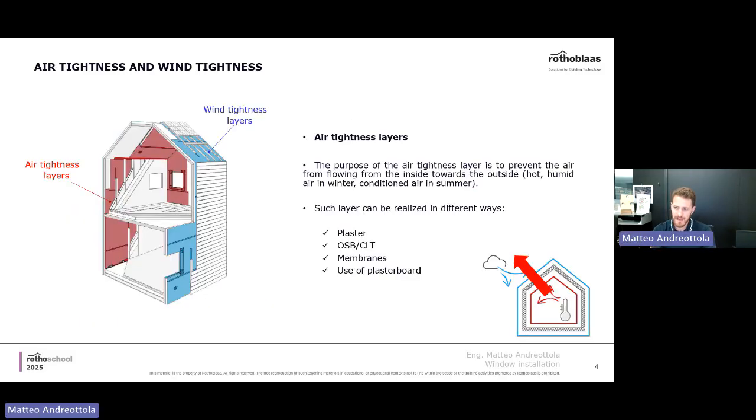So how do we do this airtightness layer? It's easy to understand that the waterproofing layer is on the outside, the one that you can see here in blue, on the outskirt of the building. And the airtightness layer is the one that we've inserted in red onto the inside.